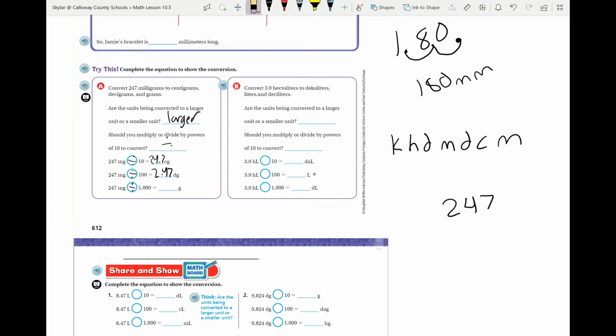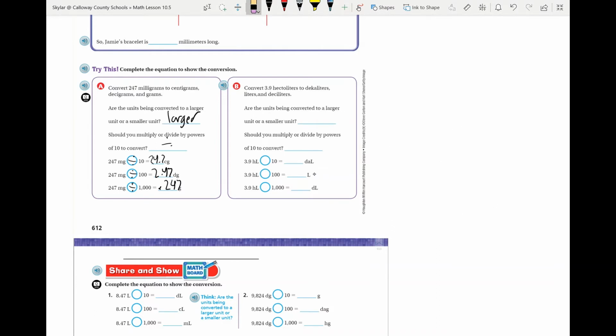Can erase that. If we have 247 milligrams that we're changing into grams, remember this middle one is just whatever measure you're using. So grams, meters, or liters. 1, 2, 3. Take that decimal point and go 1, 2, 3 spots over. So 0.247. And that's really all you have to do. Hopefully you're realizing just how simple this all is.